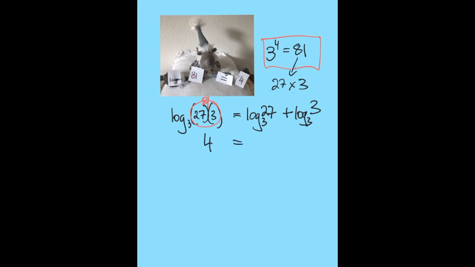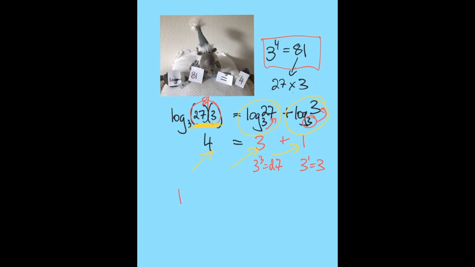Now, what power of 3 gives us 27? Well, that's just 3. 3 to the power of 3 is equal to 27. And what power of 3 gives us 3? Well, that's just 1. 3 to the power of 1 is equal to 3. So then we can see that 4 is equal to 3 plus 1. And that's why we add the logs when we're looking at a log law like that.